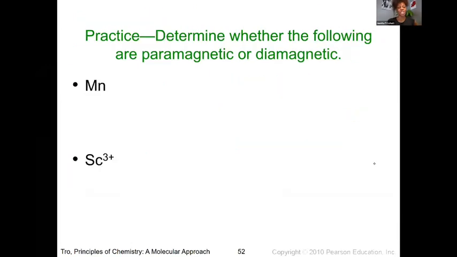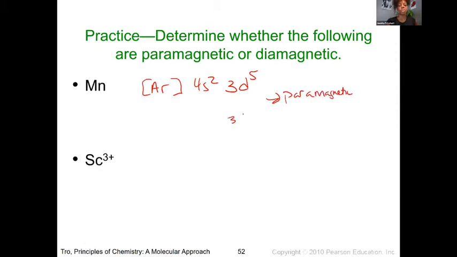Let us try some examples here. We want to determine if these are considered to be paramagnetic or diamagnetic. If we find manganese on our charts, we have argon, followed by 4s2, 3d5, and immediately you can see you don't have a completely full sublevel. Therefore, you should automatically know that this is going to be paramagnetic. That's because in your d orbitals, you have 5 unpaired spins.